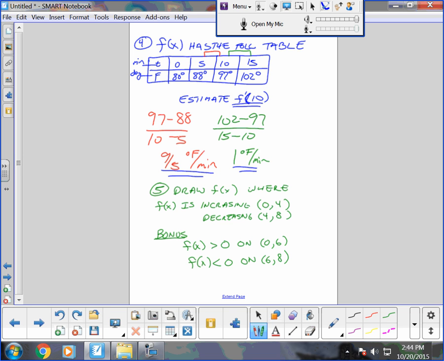So guys, I would take 9/5 plus 1 over 2. 1.8 plus 1 over 2 is 2.8 over 2. How about 1.4 degrees Fahrenheit per minute? And that's our best estimate of f prime. There is one other way.